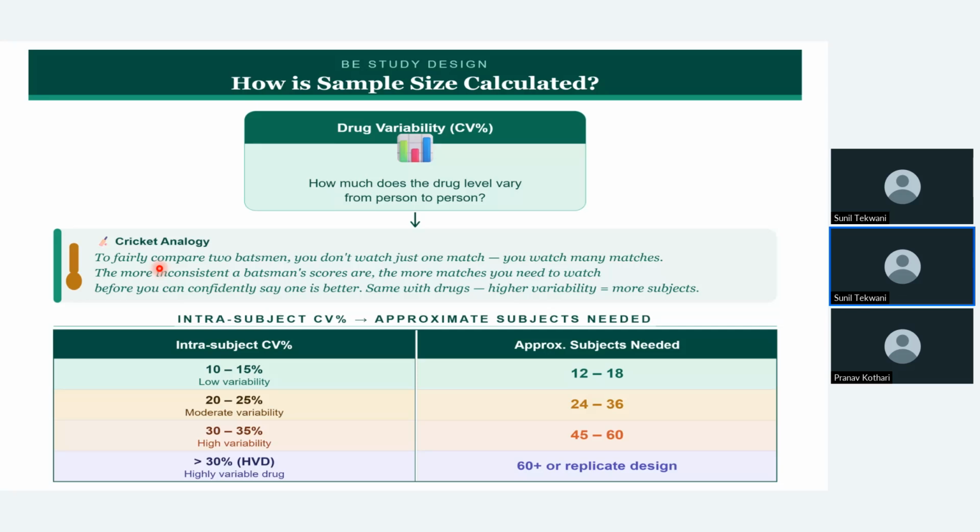If you want to compare Vaibhav Suryavanshi with Sachin Tendulkar, he is also young, 15 years. Sachin also started at 15 years. Okay. Whether he is as good as him or not, how do you compare? So batting in cricket is very variable in nature. Sometimes you score 0, sometimes you score 200. Sometimes you score 5 runs, sometimes you score 50.